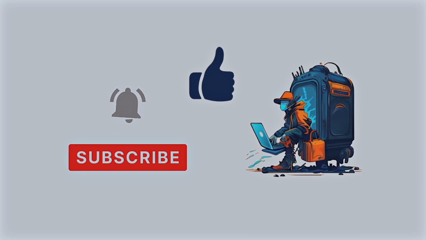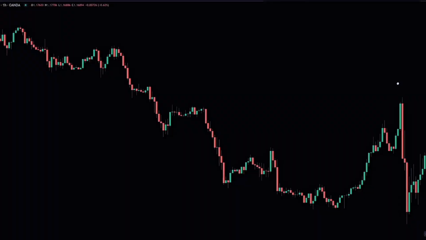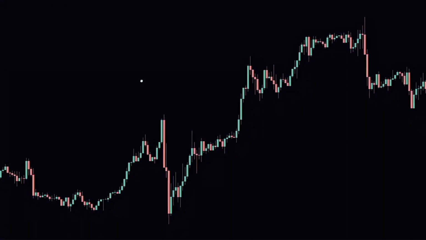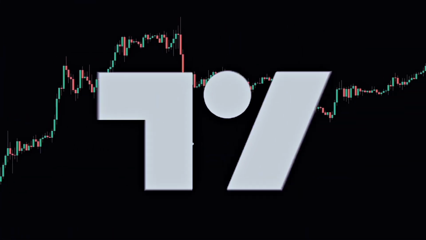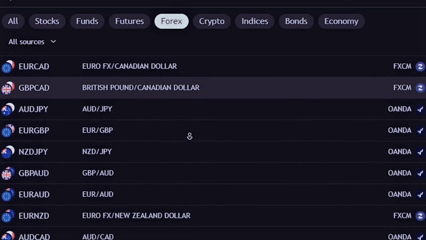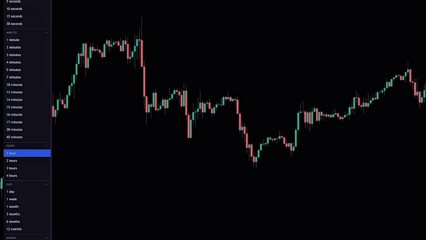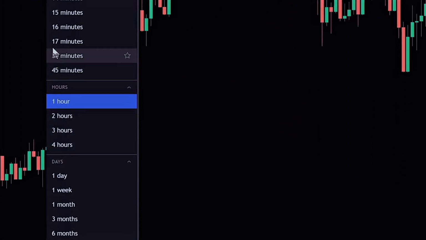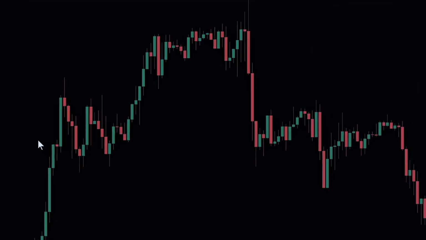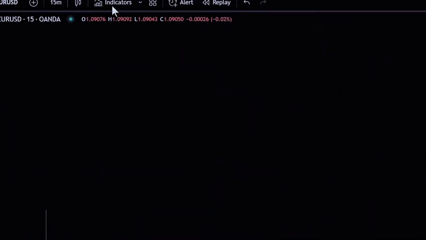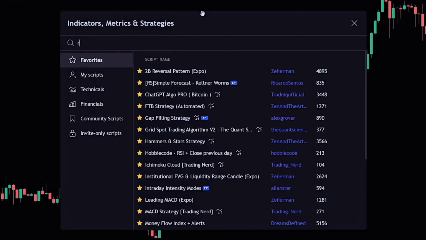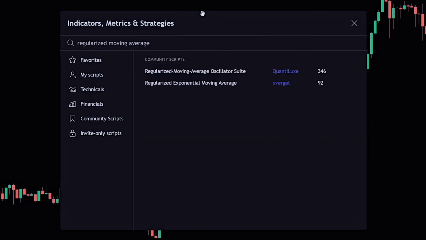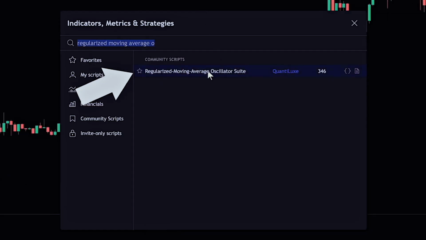Alright, let's dive right in. The indicator we're covering today is called the regularized moving average oscillator. To get it on your chart, head over to TradingView like always and pull up any asset you want to trade. For the time frame, you can use anything between the 5-minute chart and the 4-hour chart. Personally, I prefer the 15-minute. Once you're set, go to the indicator search bar, type in regularized moving average oscillator, and choose the one created by this amazing author. Big shout out to them, by the way.